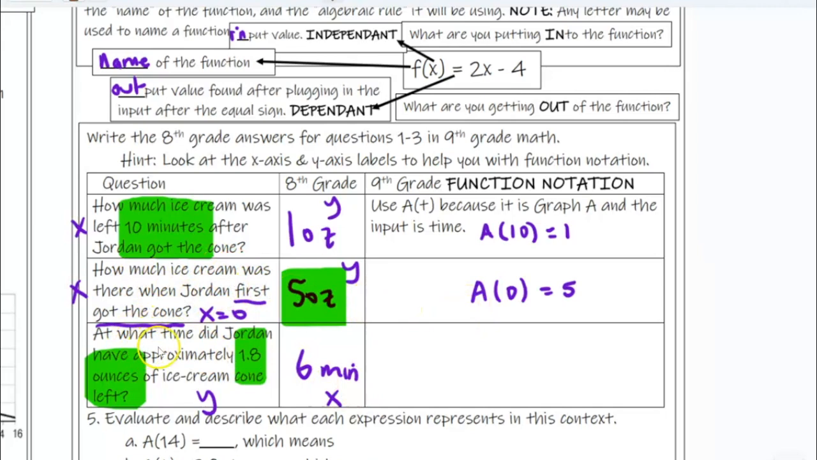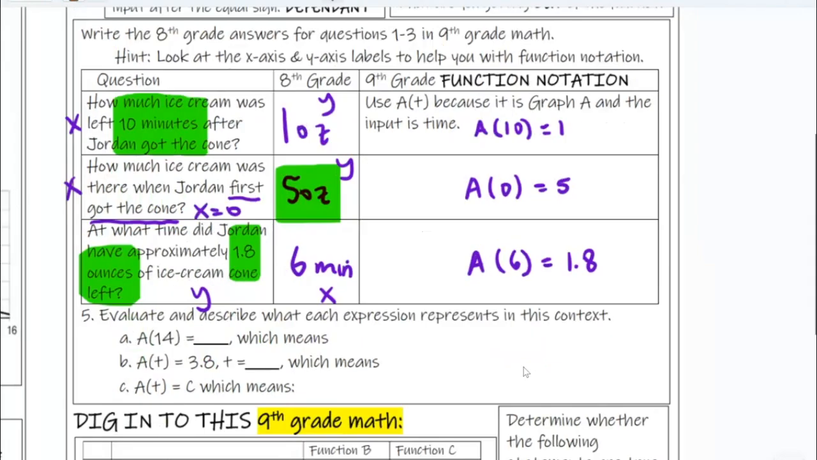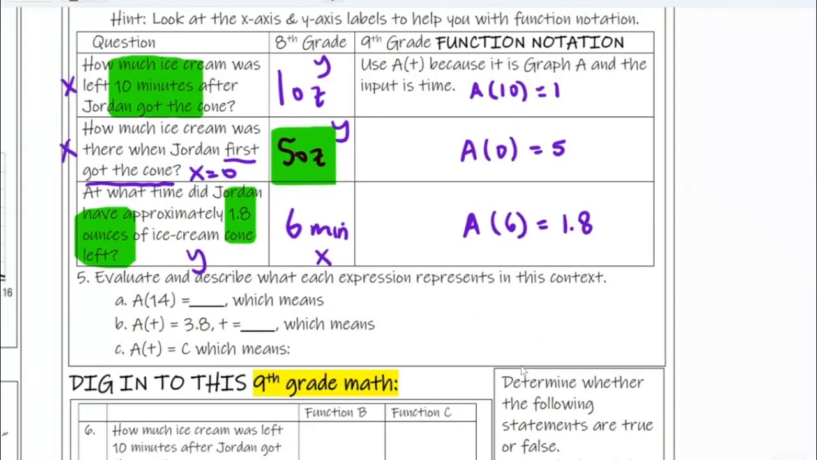All right, now we're going to switch things up a little bit. This time we're given y, and then x is right here, but function notation follows the same rule. The function is A. The input you're putting in is the x-axis, which is time. So in this case, it's 6. And that's going to give you an output of 1.8. So again, this sentence reads, 6 minutes after Jordan got his ice cream, he had 1.8 ounces left. So this whole sentence that I've just said can be represented this quickly. And that's what function notation is. Everything else is the same as what you're used to. It's just understanding the language that we're now using in 9th grade.